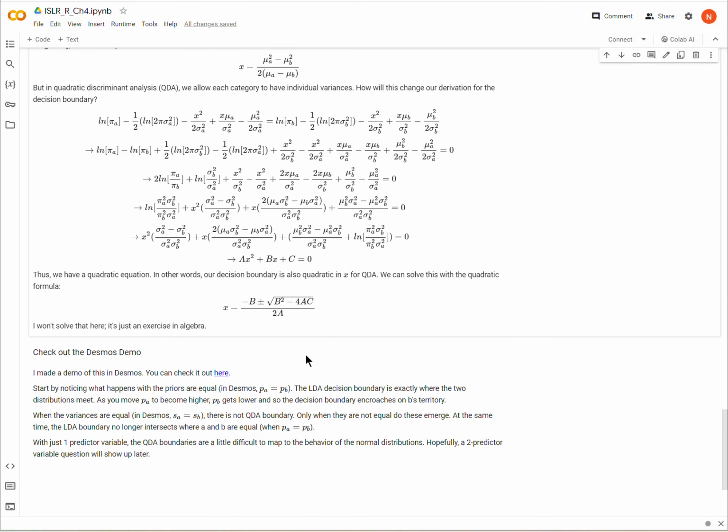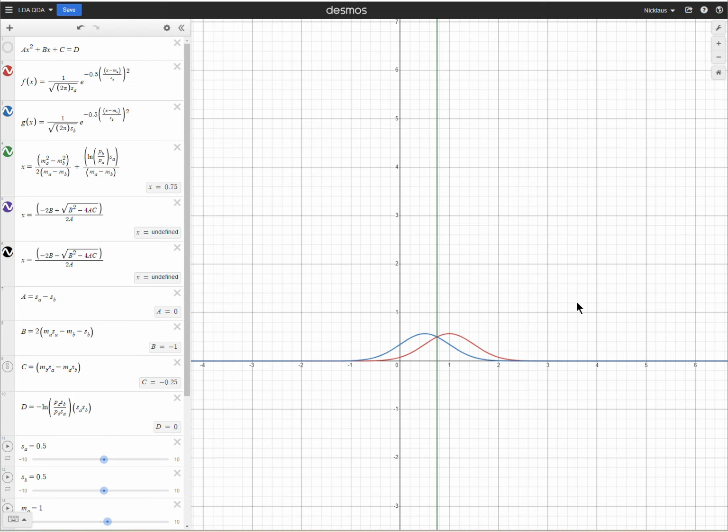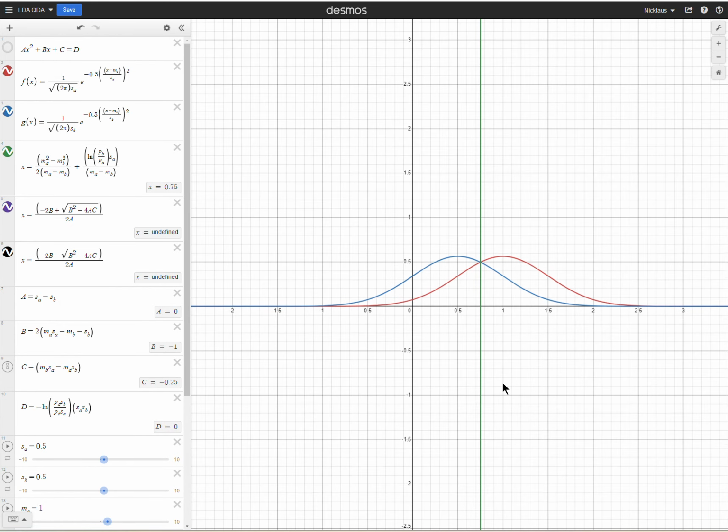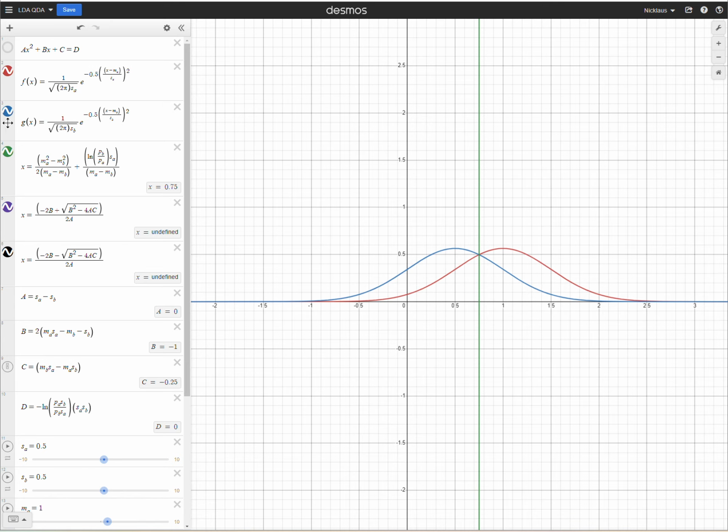Okay, so finally, I did some playing around in Desmos, and so you can check out my graph here, but I will just pull it up. Okay, let me zoom in here. Okay, so let's just get our bearings here. All right, so I'm starting.